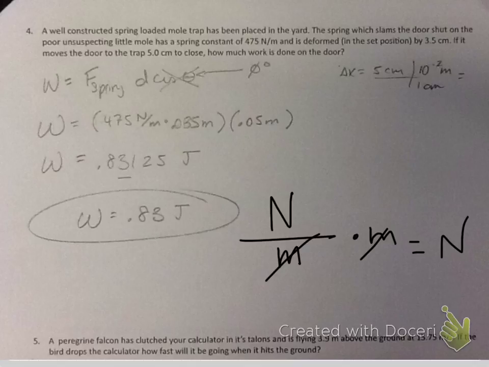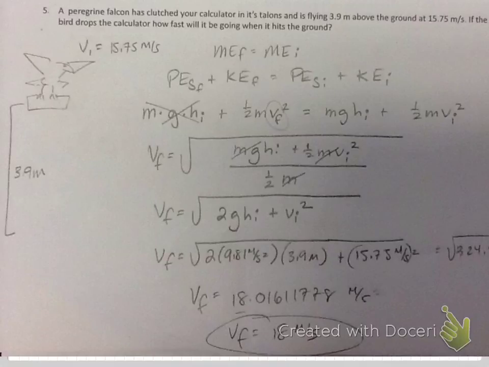So we then have to take the force generated by the spring when it snaps shut times the distance that spring moves the door, which is 0.05 meters, and we get work done on the door of 0.83 joules. Not a lot of work, a very small amount of work, but it's a very small distance and a very small door. Yay!